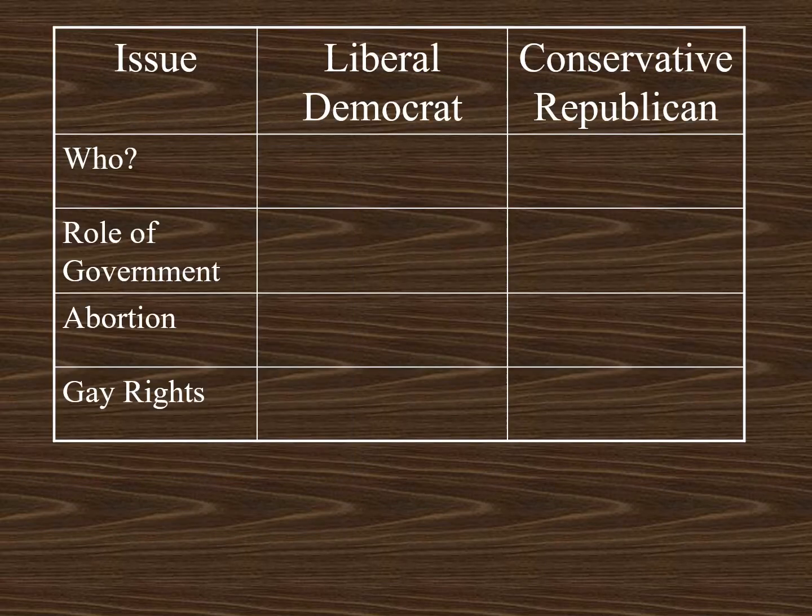So the approach I'd like to take would be to fill in this chart. We'll look at the role of government, and then several issues. If you notice, one time I'm going to start with conservative Republicans, and then on the next issue, I'll start with liberal Democrats, and hopefully I'll provide equal treatment to each of the parties. We'll see how well I do with that.